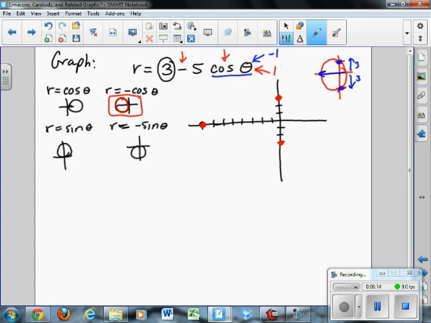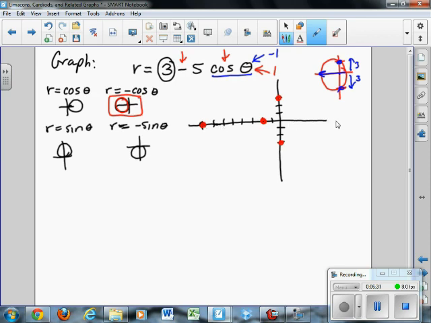Now, I also can tell that it's a loop. If this second number is bigger than the first number, not worrying about positive or negative, but if it's just bigger, there's always going to be a loop. If it was 5, 3 instead of 3, 5, it would still go out to 8, but there would not be a loop. Instead, it would go 2 in the opposite direction.